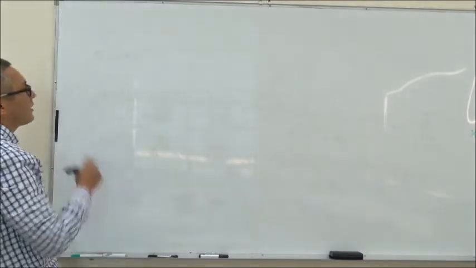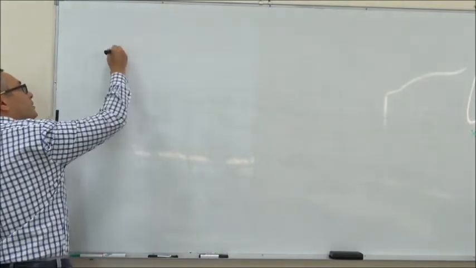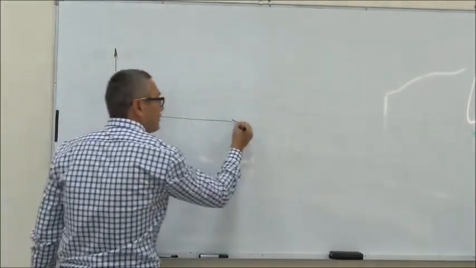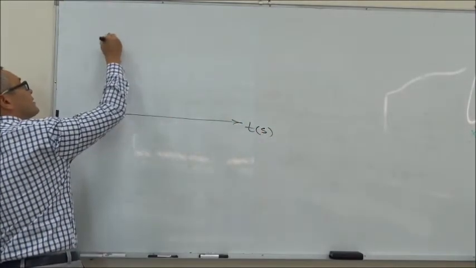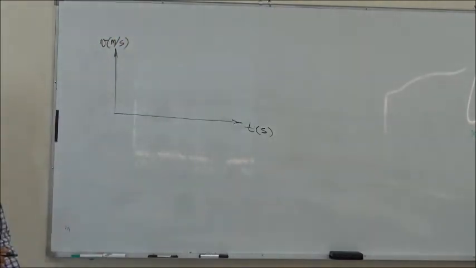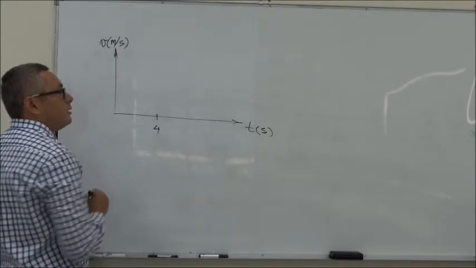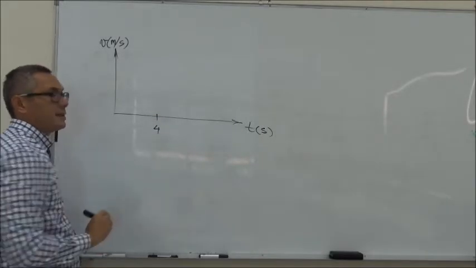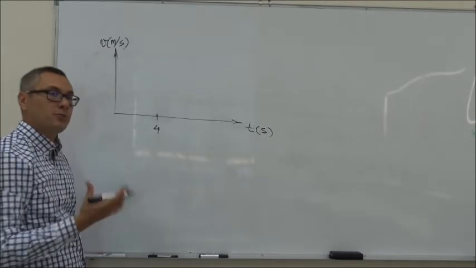So we are given that the sprinter accelerates for the first 4 seconds. So let's draw a graph of velocity versus time. For the first 4 seconds, it accelerates. So in other words, the velocity should increase. But how it increases, we don't know.